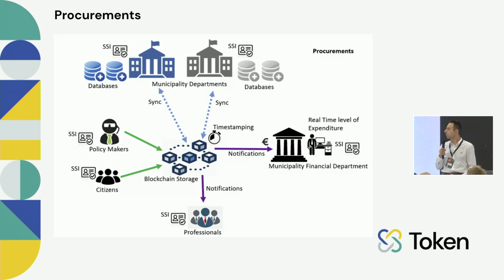This is the architecture of the procurement scenario. We can see the main actors, which are the municipality and the professionals and the policymakers. And we can see the role of blockchain as well, because we use SSI, Self-Sovereign Identity Service, and smart contracts.